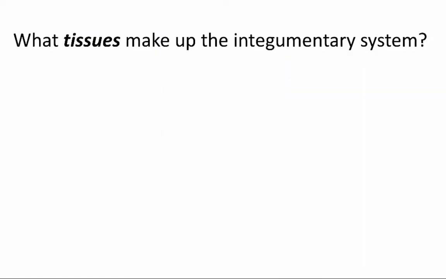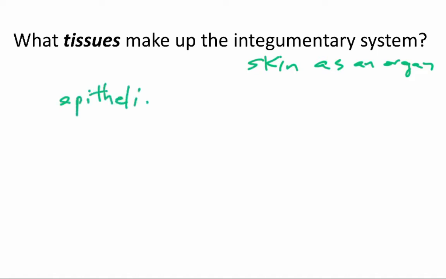All right, so just to sum up, right, what tissues make up the integumentary system, or maybe a better way of saying it, make up skin as an organ. Call up the image in your head of that block of skin, right? There are 4 basic tissue types, remember. There's epithelial tissue, which lines and covers. There's muscular tissue, nervous tissue, and connective tissue.